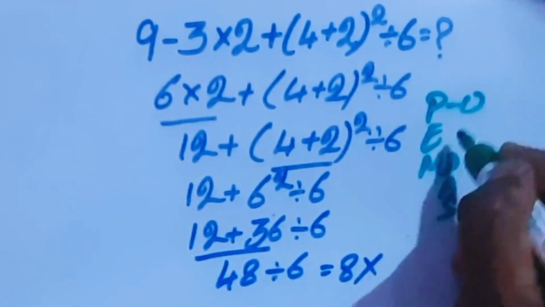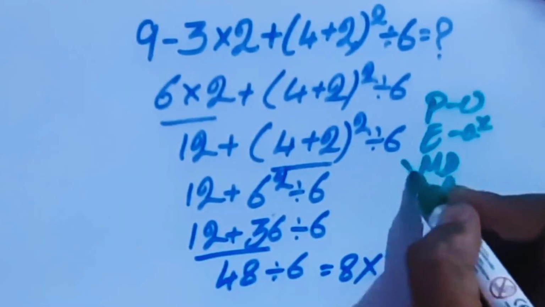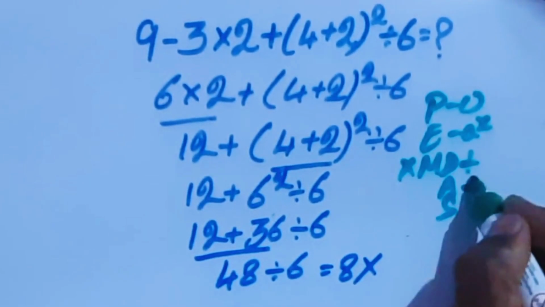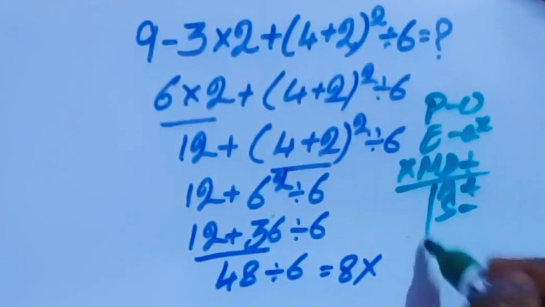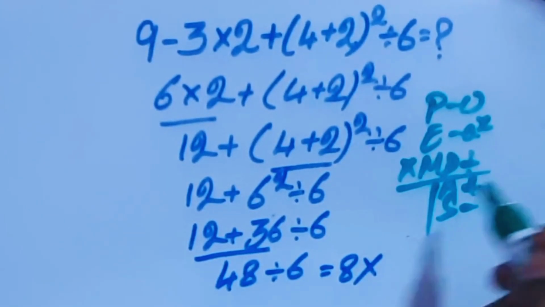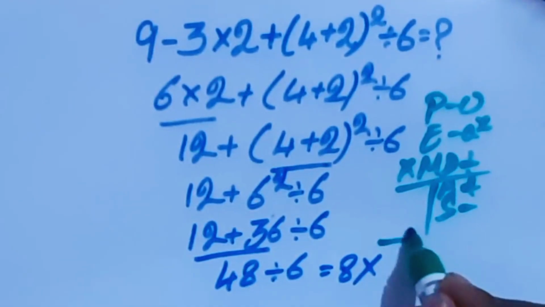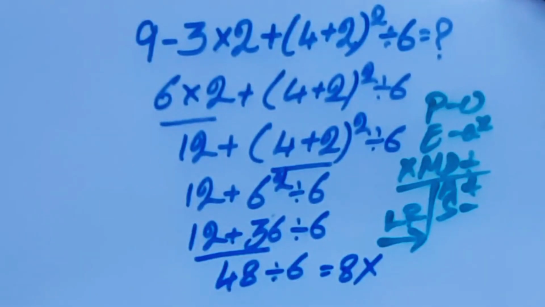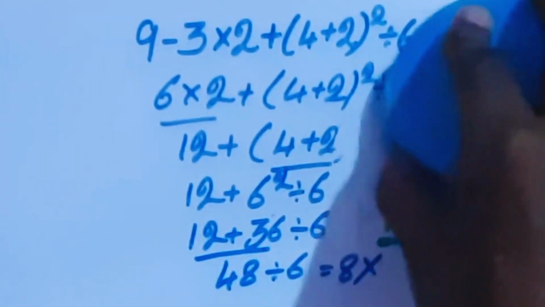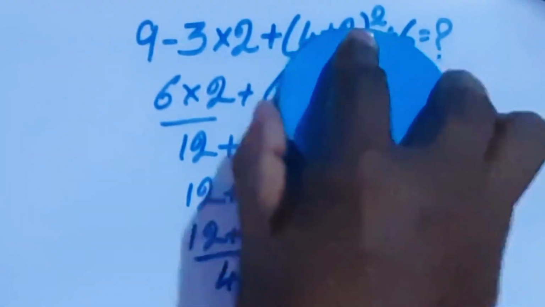This is a bracket, this is exponent. M stands for multiplication, D stands for division, A stands for addition, A stands for subtraction. Here multiplication and division are equal priority. Also addition and subtraction are equal priority. For this equal priority, we are going to introduce another rule called left to right in the problem. Now we are going to solve this problem in the correct way by using this order of operations PEMDAS.